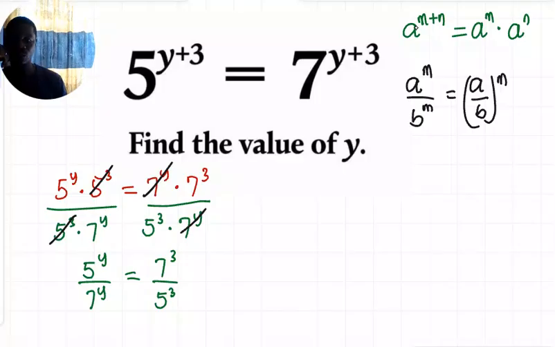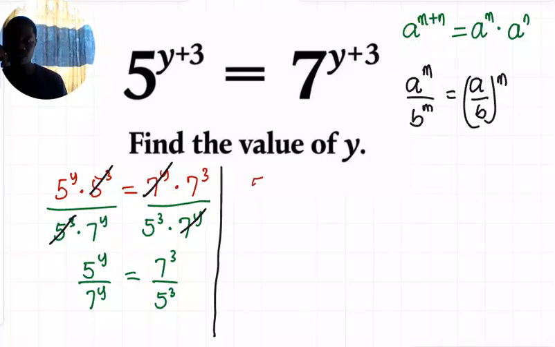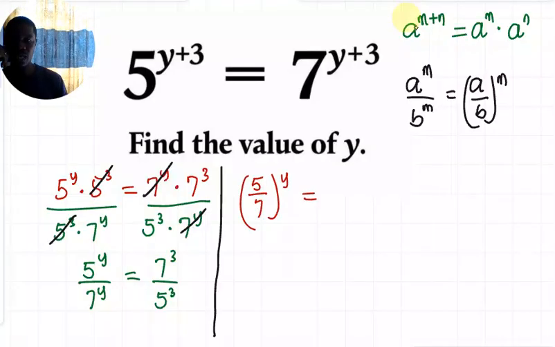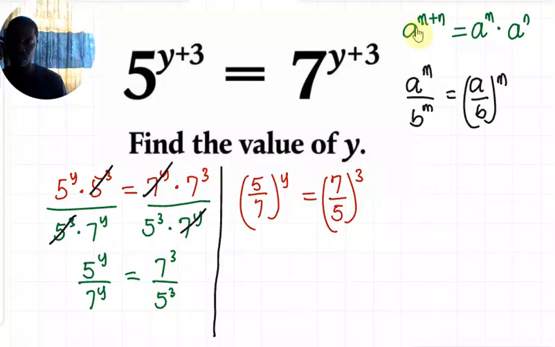Now we're going to apply this rule both on the left hand side and on the right hand side. So on the left hand side, we have 5 all over 7 all raised to y, and on the right hand side we have 7 all over 5 all raised to 3. Now you notice that on the left hand side we have 5 over 7, and on the right hand side we have the reciprocal of what we have on the left hand side. So all we just need to do is to flip the right hand side.